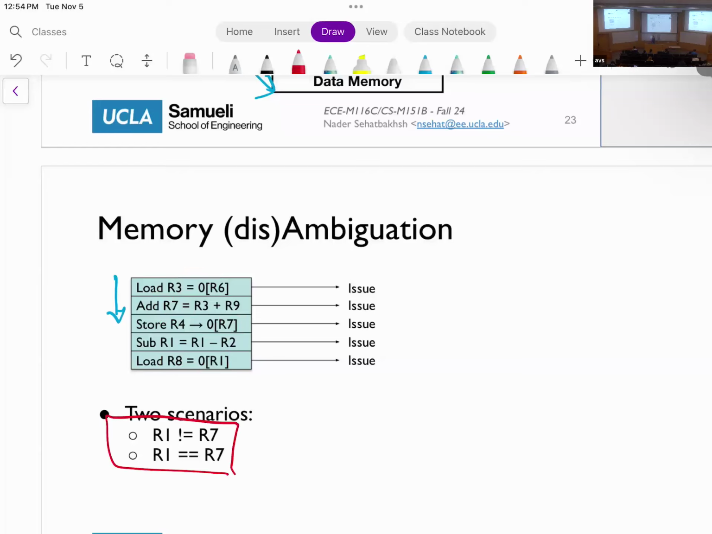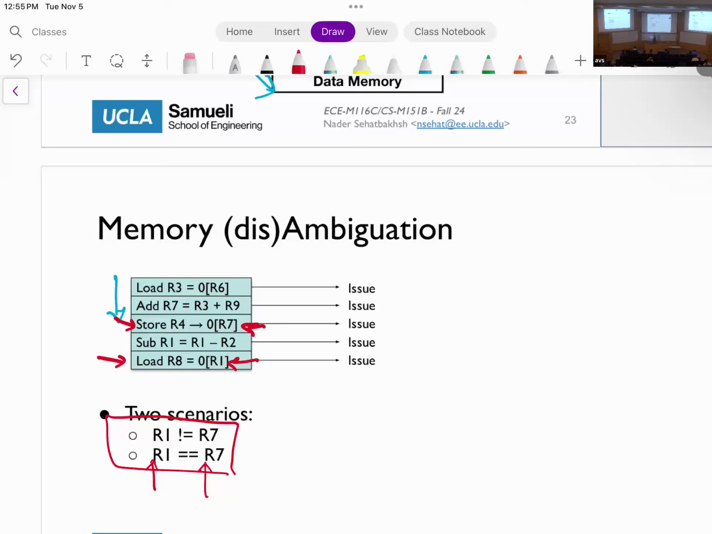But consider these two scenarios. When R1 and R7 are not the same addresses, then the order of these things does not matter, right? Doesn't matter whether I do this first and then do this next or not. But if R1 and R7 are indeed the same value, then what we store in that address directly impacts this, right? So I need to make sure that these things cannot be reordered.